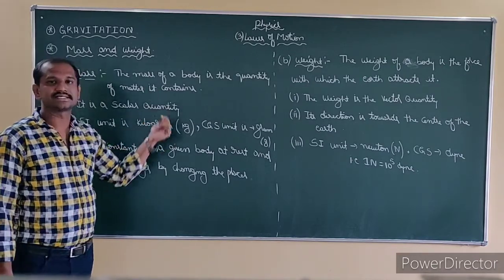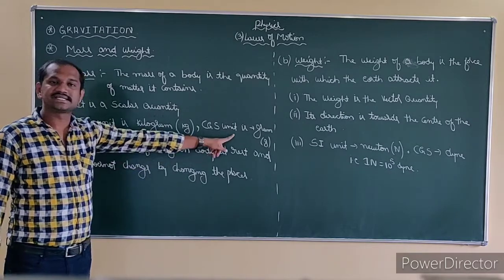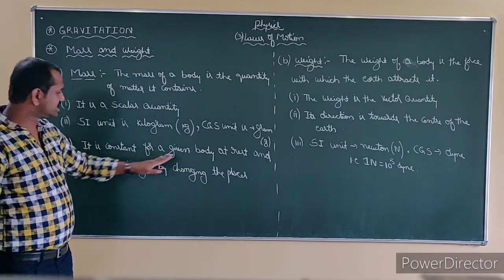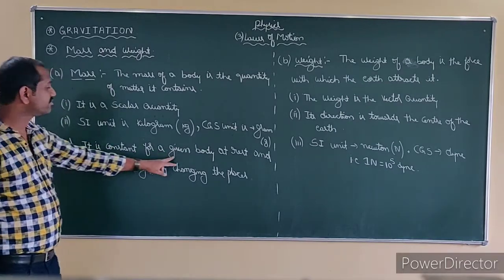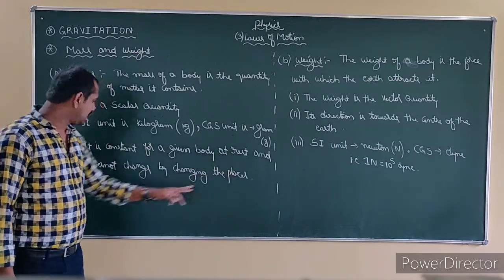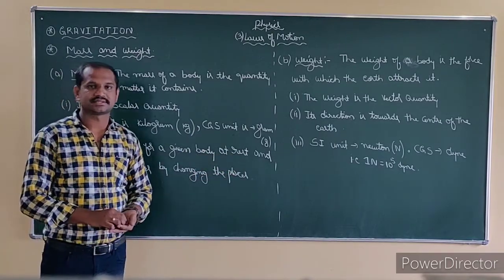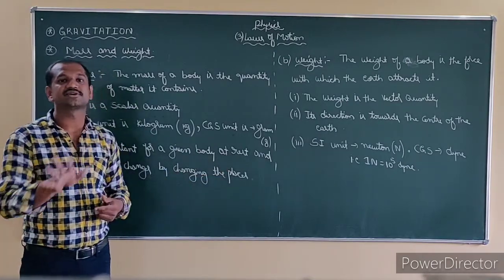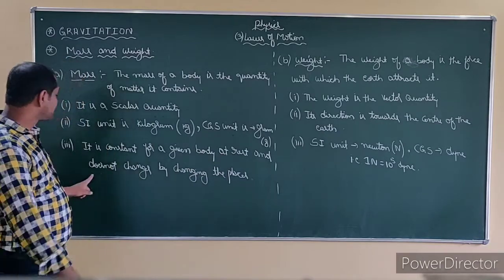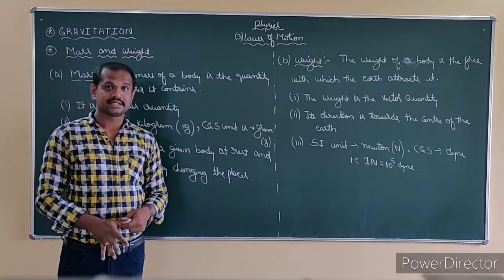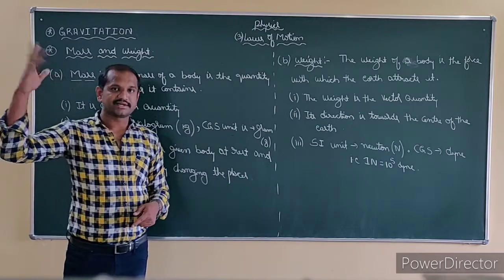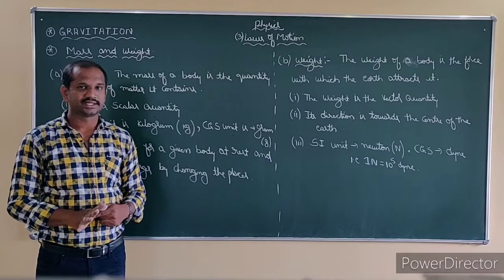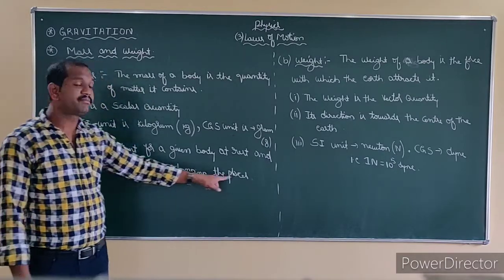SI unit of mass is what? Kilogram. And what about its CGS unit? CGS unit is gram. See, this is a very important one. It is constant for a given body at rest and does not change with change of place. See, if a body is at rest or in motion, its mass does not change. Mass remains constant, even when it changes from place to place. Whether it is in Bangalore, Hyderabad, Jammu Kashmir or Antarctica, everywhere, wherever you take it, it will be the same mass. Understand? Mass does not change from place to place.